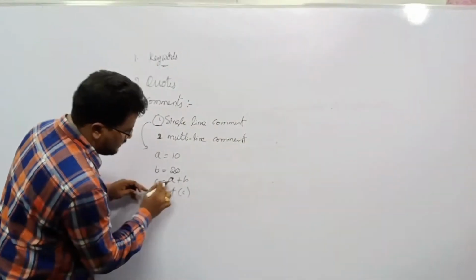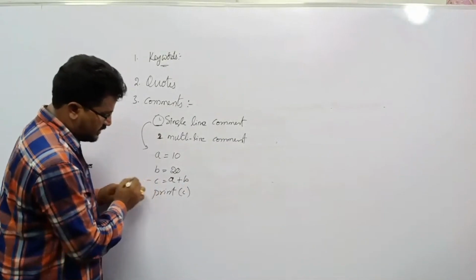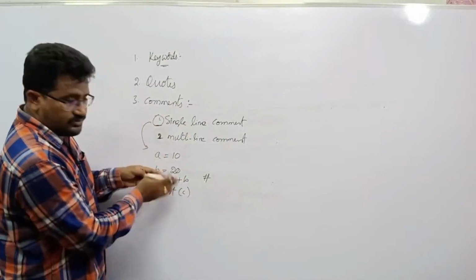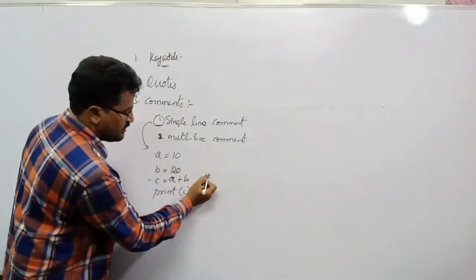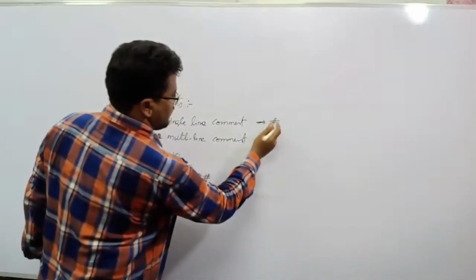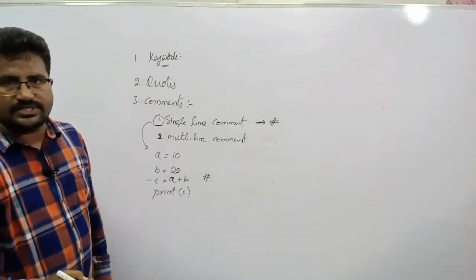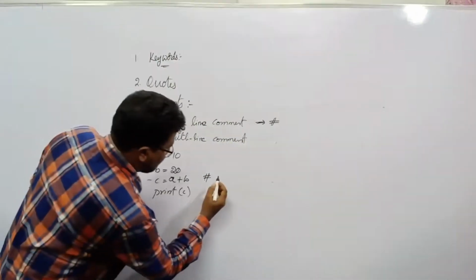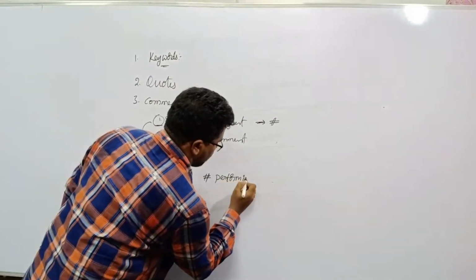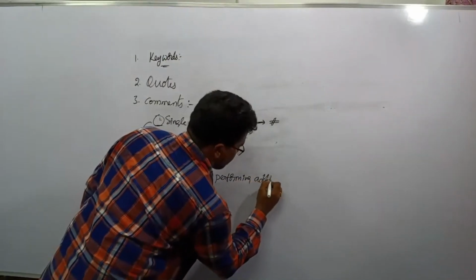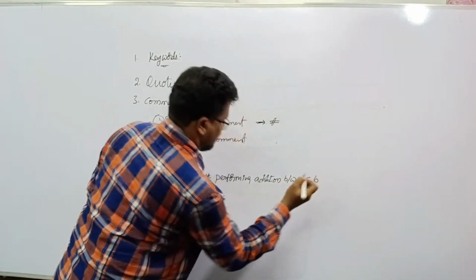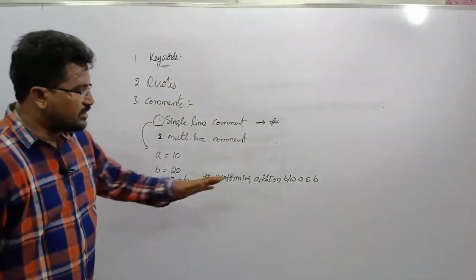Suppose I want to write in comment form what is happening in the third line. Just make a hash above the line. Hash is used to write a single line comment. And you can write here what is happening: performing addition between a and b.